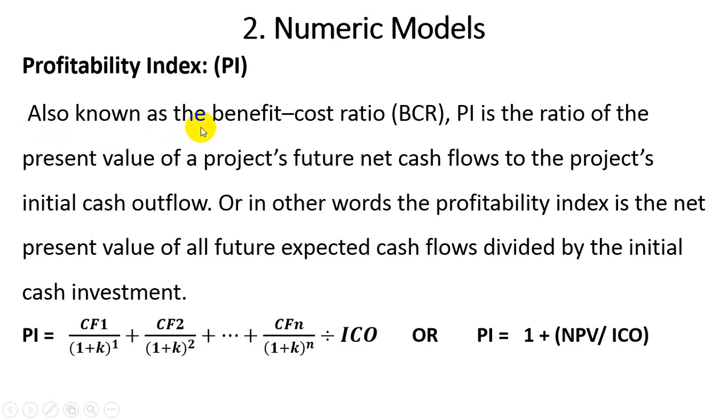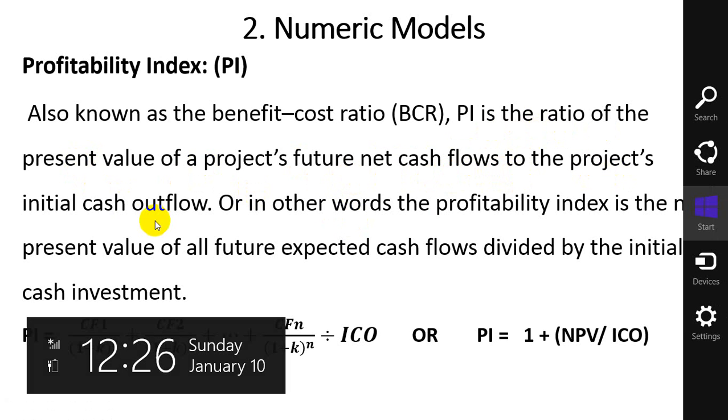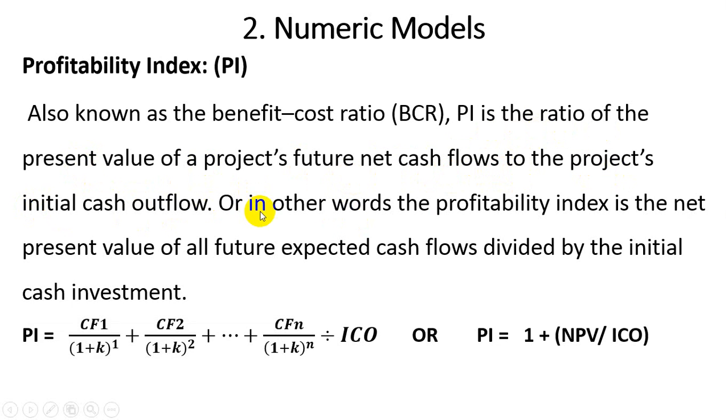PI is also known as the benefit cost ratio, or BCR. Both are the same. Some people call it PI and sometimes we call it BCR. BCR means benefit cost ratio and PI means profitability index. So PI is the ratio of the present value of the project's future net cash flows to the project's initial cash outflow.